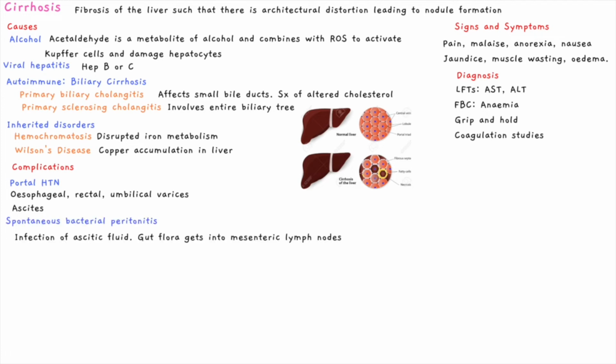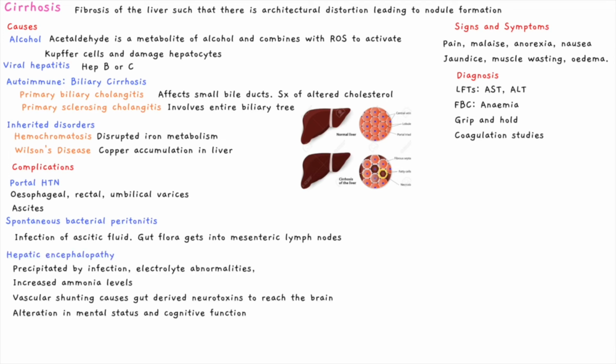This leads to the next complication, spontaneous bacterial peritonitis. This occurs when there's infection of the acidic fluid without an intra-abdominal source. This could be due to gut flora getting into mesenteric lymph nodes and seeding into acidic fluid. Common organisms include E. coli, Staph aureus, Streptococcus viridans, and Enterococcus.